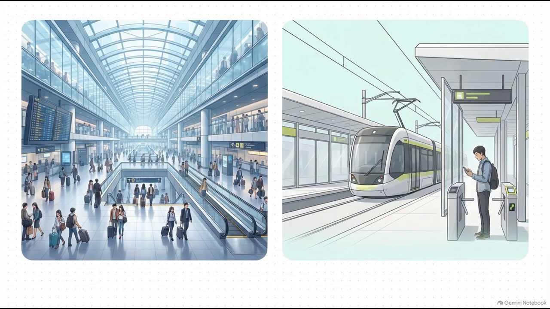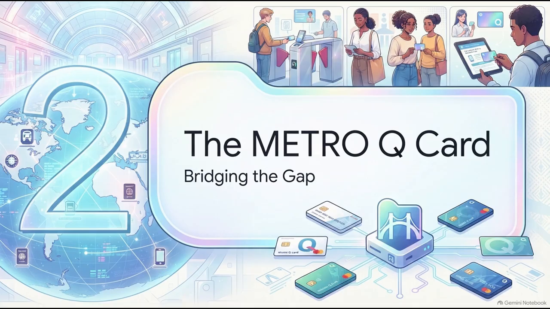See, once you physically navigate through the sprawling spaces of terminals A through E, you have to transition to navigating digital transit systems if you want to efficiently get yourself downtown to Houston. You're shifting from walking this massive physical footprint to suddenly needing a digital verification tool just to hop on the city bus. Moving on to Section 2, the Metro Q Card, bridging the gap.